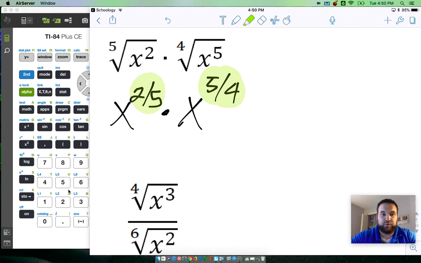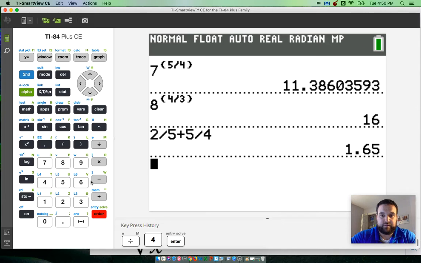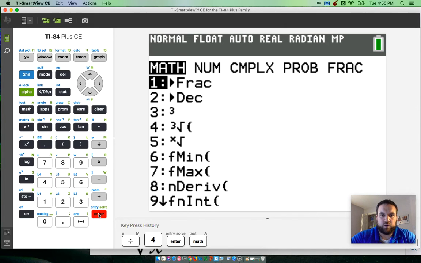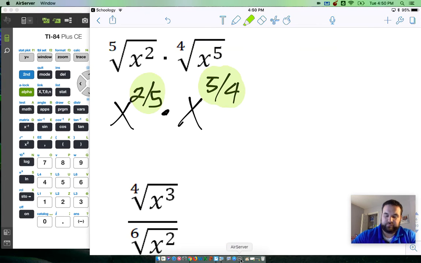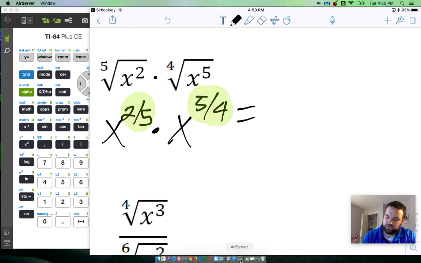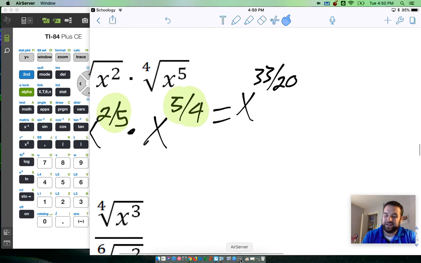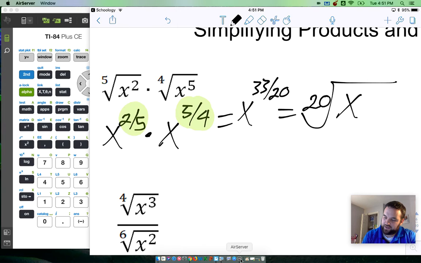If you want to do it by hand, you can, but I'm not going to require you to do that. 2/5 plus 5/4 is 1.65. That I don't want. So I want to get it as a simplified fraction of 33/20. So then I'm going to go back here. That means this can be written as x to the 33/20. And then if you had to write it in radical form, we could change it back and say this is the 20th root of x to the 33rd.